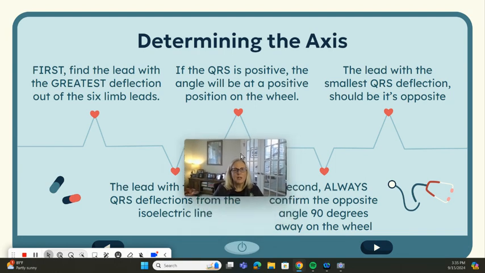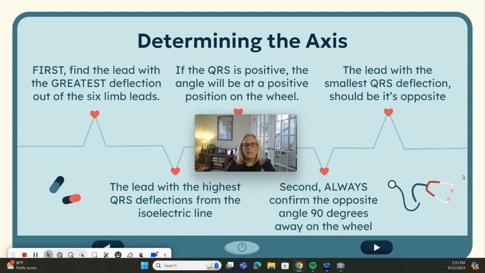That makes sense? I'm going to put myself right in the middle here. The lead with the smallest QRS deflection should be its opposite. So you're like, how do I figure out the opposite? I'm going to show you that too. And then always confirm the opposite angle 90 degrees away on the wheel. So we're going to do that too. We're going to figure out what the tallest is, and then we'll confirm it by going to its opposite, which is the smallest. And if that confirms out, we match up the tallest QRS with the angle on the wheel, and that will be our heart axis. It sounds like a whole lot, but once I walk you through it and we do it a couple times and you memorize it, it's pretty easy to do.